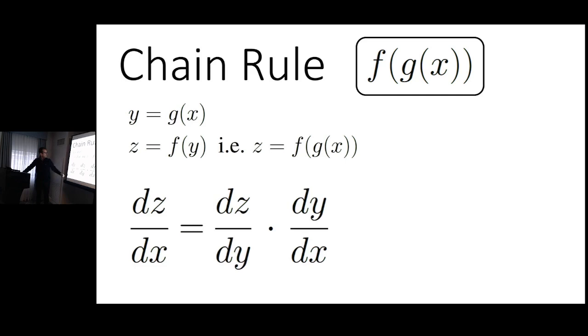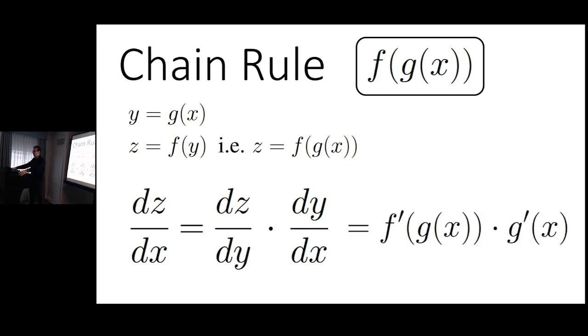Derivative of z with respect to x is derivative of z with respect to y times derivative of y with respect to x. Or if you want it in another notation, it can be expressed this way. Again, calculus 1. How do we extend it to calculus 2, multiple variables? Well, we need to think about two things.